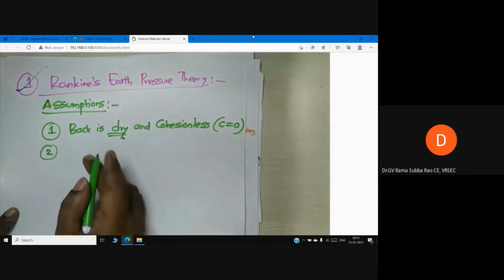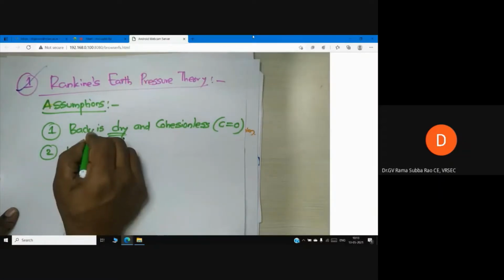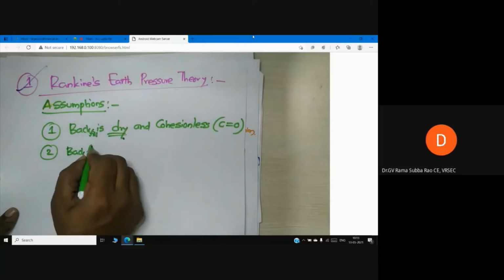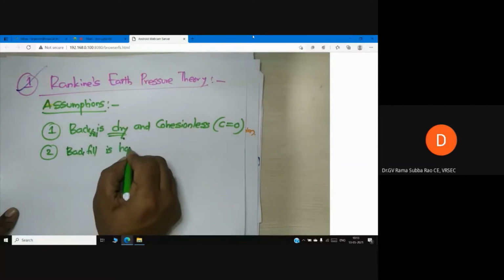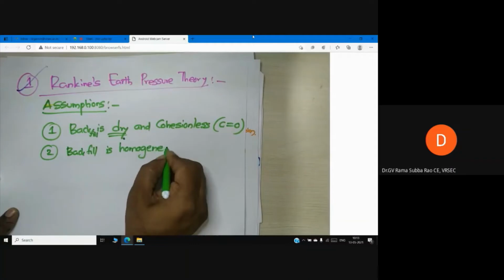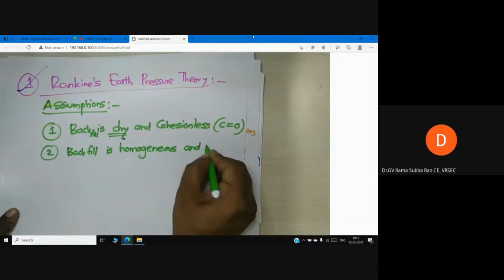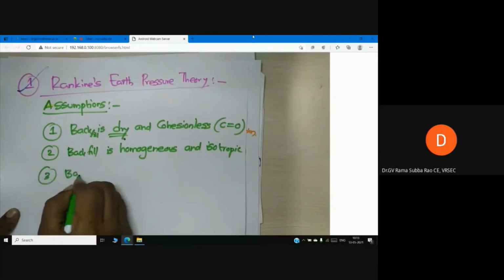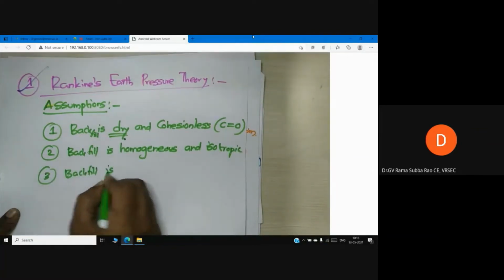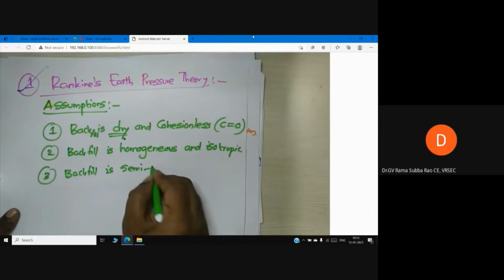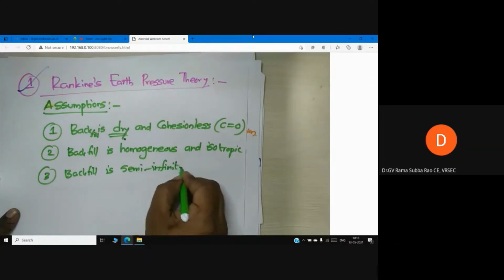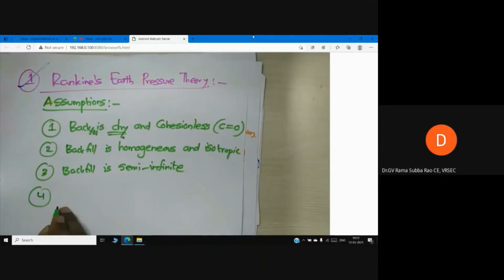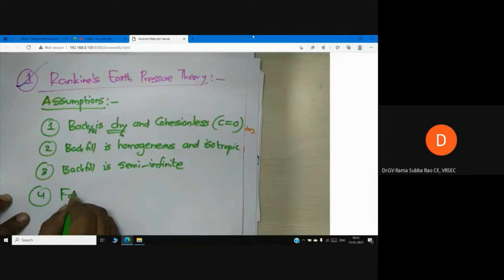So now next, backfill is homogeneous and isotropic. Now the next, you can guess, backfill is semi-infinite. This is a very interesting point. Next point, failure surface is planar.